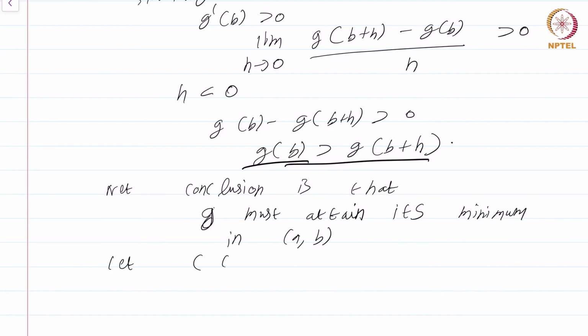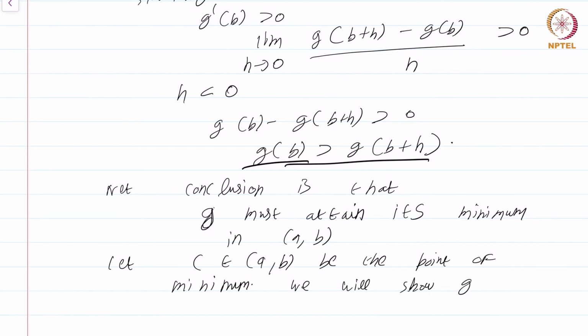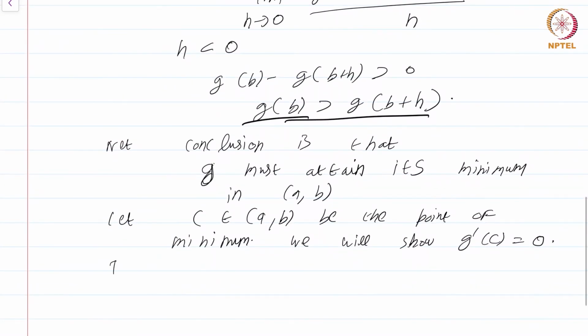So let c in (a,b) be the point of minimum. Now in the next module we will show that g prime of c has got to be 0. That we will see in the next module. So this concludes the proof.